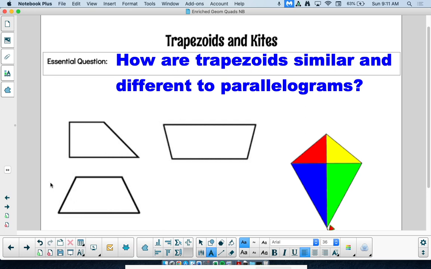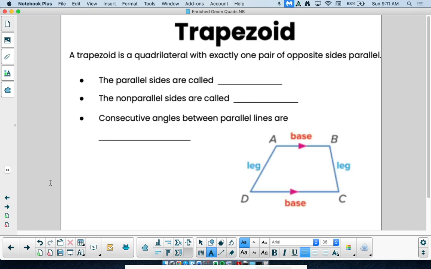Okay, so here we go. A trapezoid is a quadrilateral with exactly one pair of opposite sides that are parallel. That's probably the biggest difference between this four-sided figure versus our parallelograms: it only has one pair of opposite sides parallel, whereas a parallelogram has two. So speaking of that, the parallel sides are called bases.